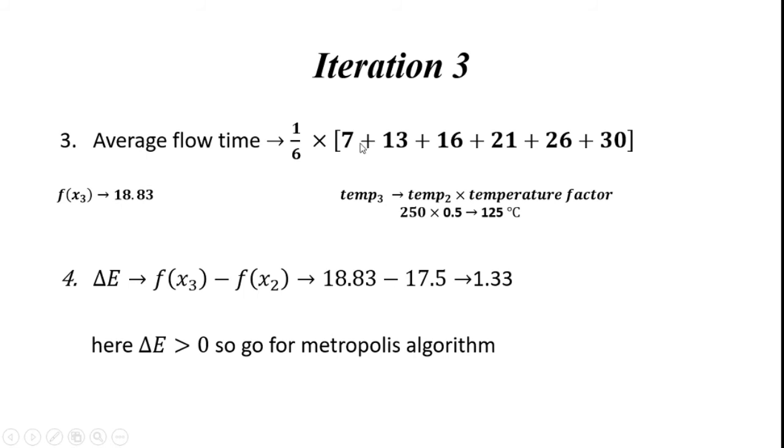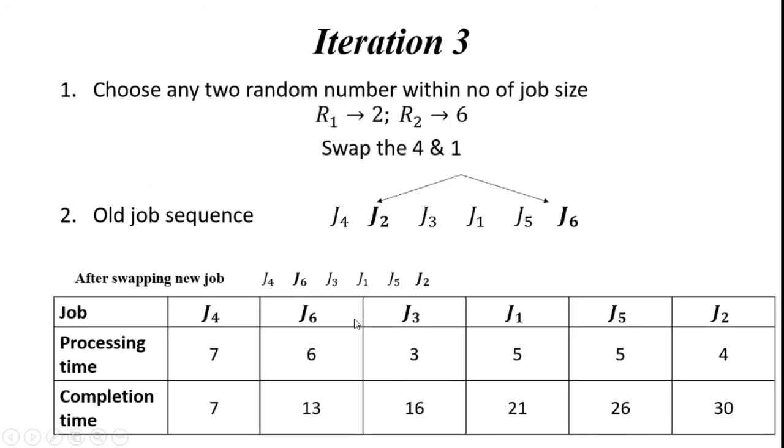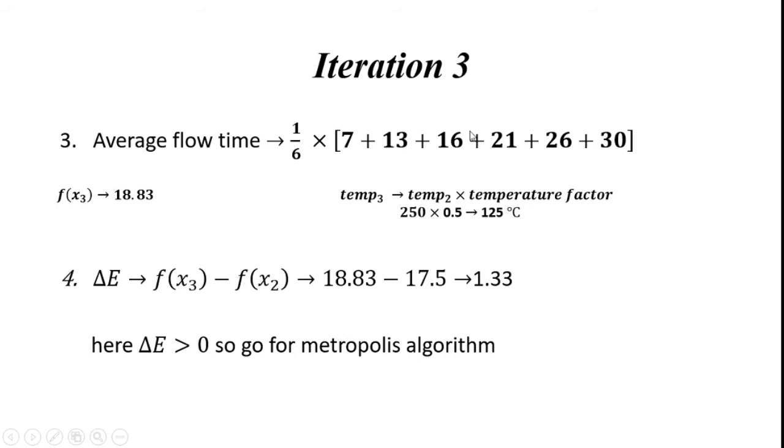Okay, the sum of completion time of all the jobs, which is 7 plus 13 plus 7 plus 13 plus 16 plus 21 plus 26 plus 30. So I got the new processing time. Based on that new completion time, I got the new function value f of x3 is equal to 18.83. Here, to decide whether I continue or not, I should check with the temperature.